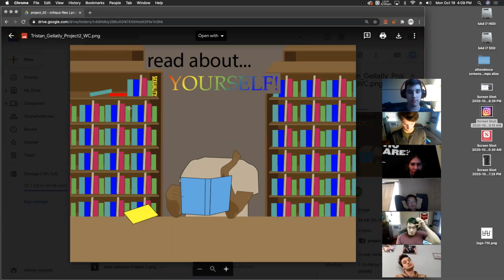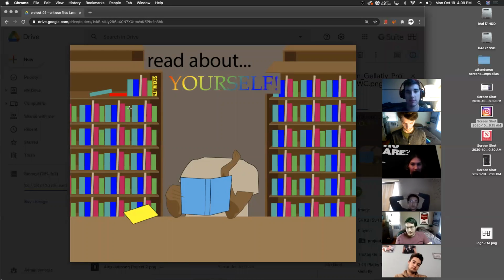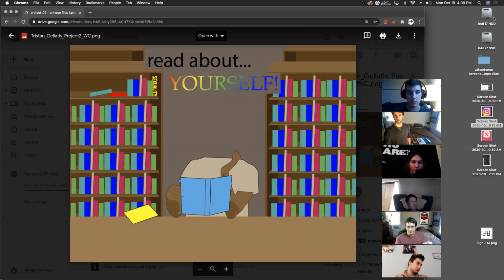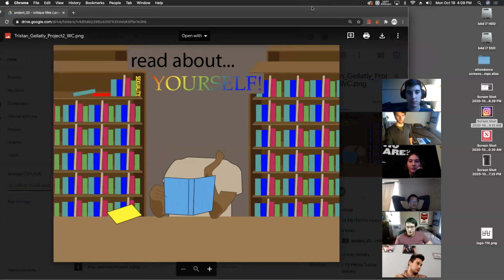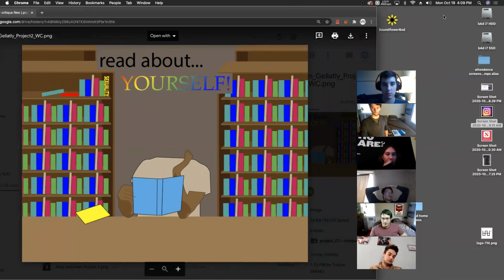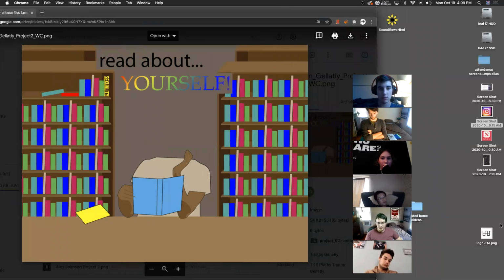All right, so my project is about Banned Books Week. So the politics behind it is many individuals and governments and groups have decided to ban books and restrict them and censor them for topics like sexuality and race, which is what I'm showing off here. So I'm doing this in the style of a big poster that you might see in a library for Banned Books Week. So the main text is read about yourself. It's going to be someone reading a book in the library, surrounded by these bookshelves.